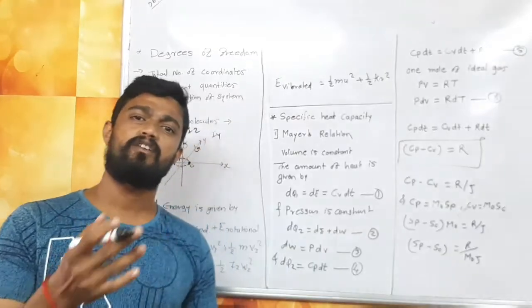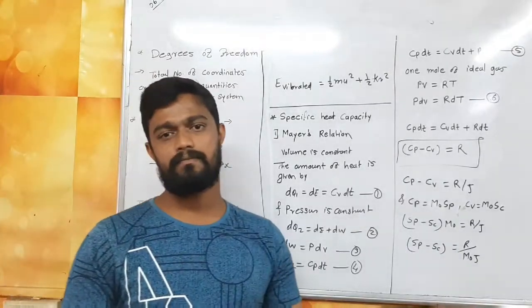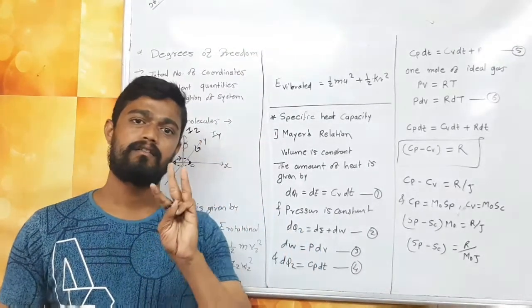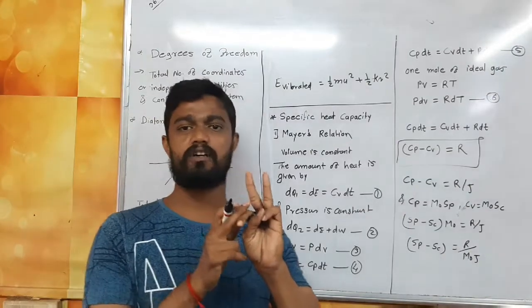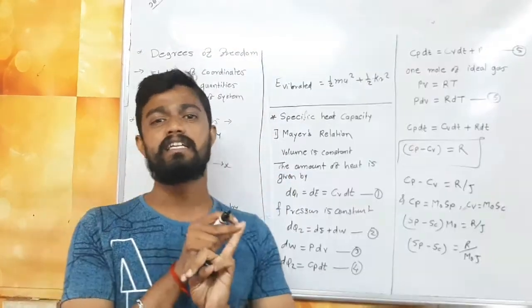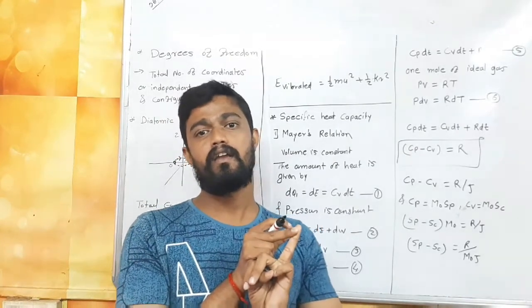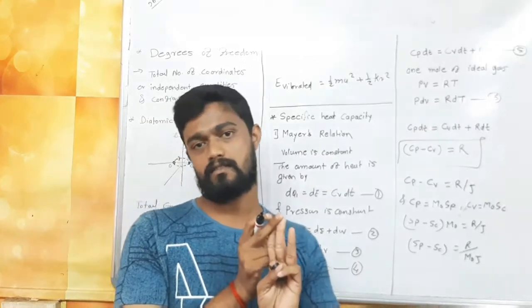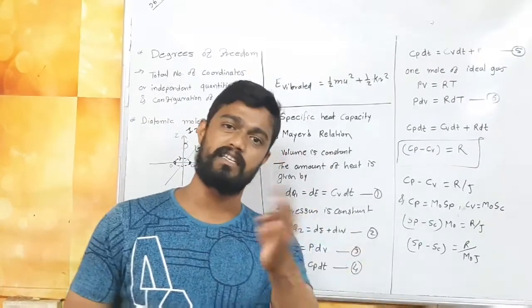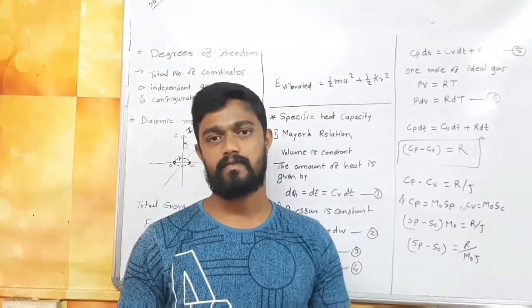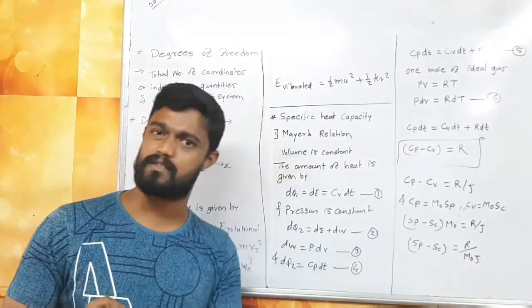When the temperature of a gas is increased, then what happens? One mole of ideal gas has three quantities. Which ones? Pressure, volume, and temperature. When temperature is increased in a gas, the pressure and volume will change.